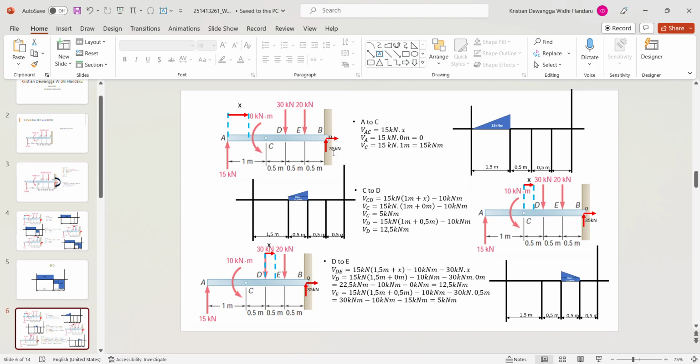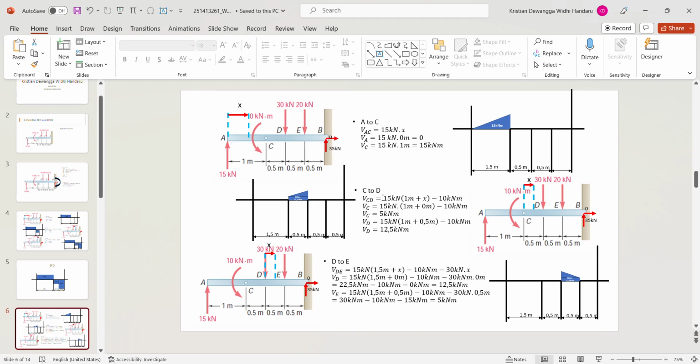For this we look from A to C, because C is a moment, not the same as SFD. We calculate also for the moment. So from the A to C we got VAC equal to 15 kilonewton times X. X is the range. And then from VA, because A is in here, VA is 15 kilonewton times 0 meter. So the force in there is 0. And then the VC is 15 kilonewton times 1 meter, because the length is 1 meter. So we got 15 kilonewton meter.